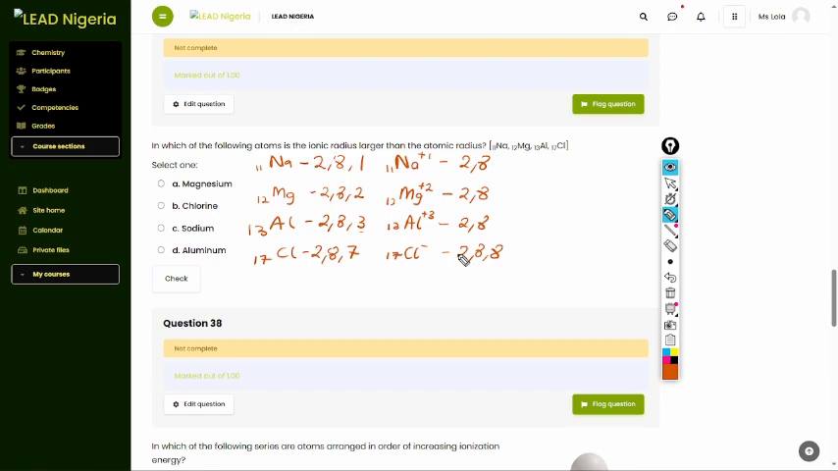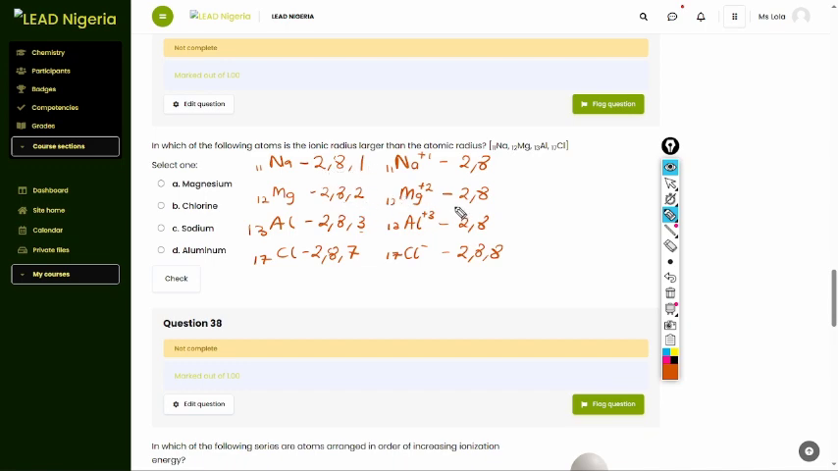So how do you tell the size of the ion compared to the actual atom? For sodium, notice that there are 3 shells here, but then there are 2 shells here. So when the number of shells reduces, the radius will also reduce, because it means that the distance from the outermost shell to the nucleus has also reduced. So one with 3 shells would have a larger radius than the one with 2 shells. So the ion of sodium is smaller than its actual atom.